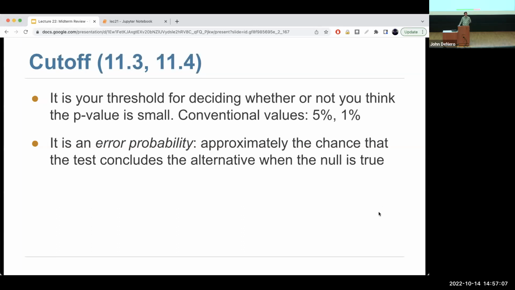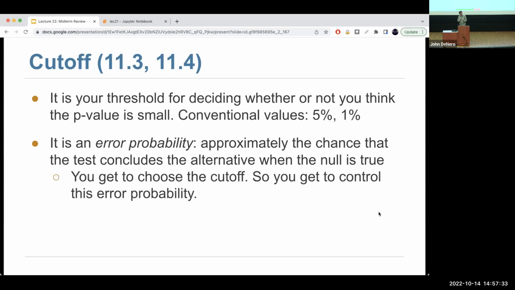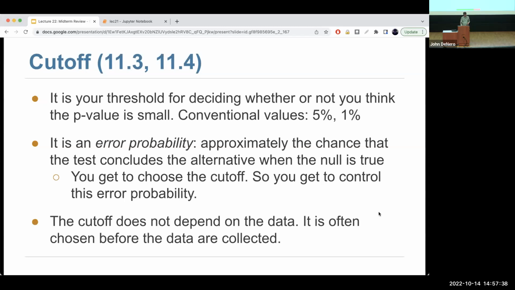So when you're running a hypothesis test, you don't know whether you live in a world where the null is true or the alternative is true. But let's say the null is true. Your p-value cutoff is the percent of the time that when you run a hypothesis test, you will reject the null hypothesis, even though it was true all along. That's why it's called an error probability. You get to choose the cutoff, so you get to decide how often you're willing to tolerate such an error. The cutoff does not depend on the data, and often you will choose it before the data are even collected, before you try to run your experiment.